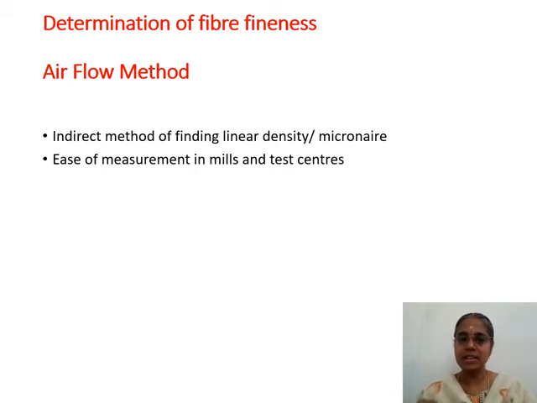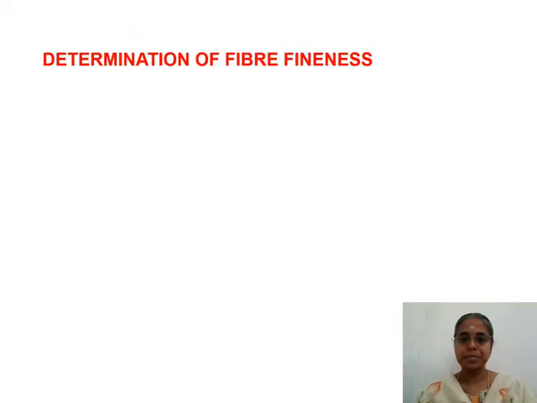You measure length and weight, then it is direct method. Here, the length and weight are not measured directly, but in an indirect manner, and you find the micronaire value. This is a very simple instrument. You just put in the fibers, open the fibers, and you get readings in a very short time. So this is a preferable method and commonly used in various mills and also in test centers.